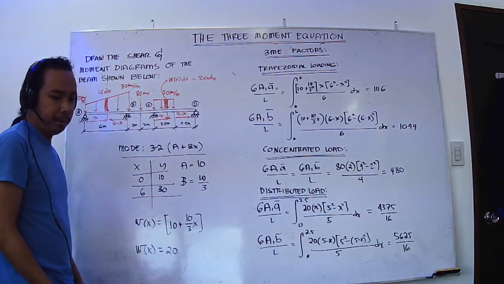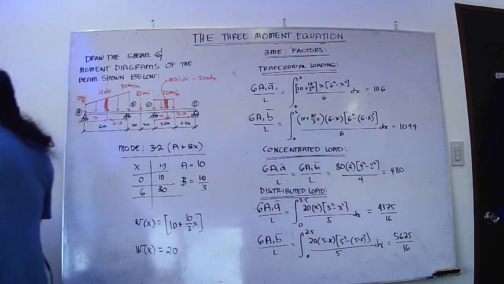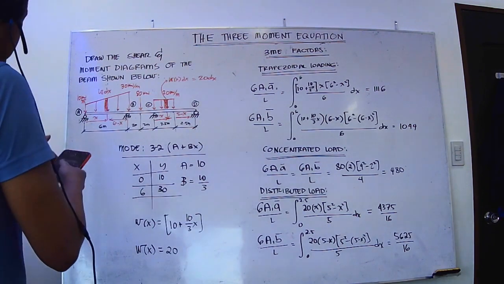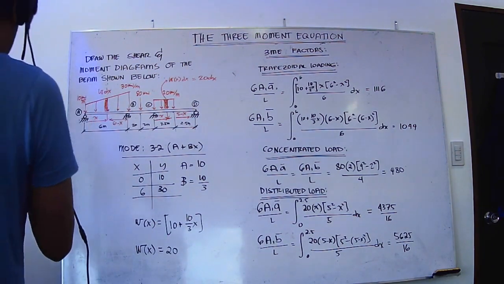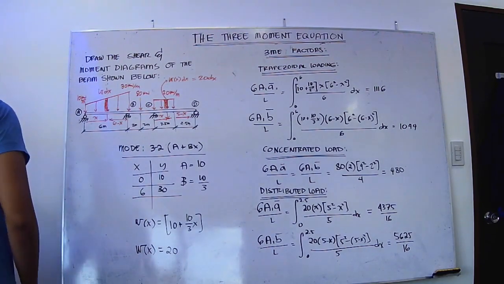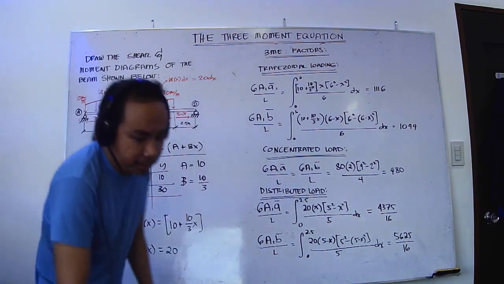So that is how we deal with the trapezoidal loading for our factors in the 3 moment equation. Let me make room.